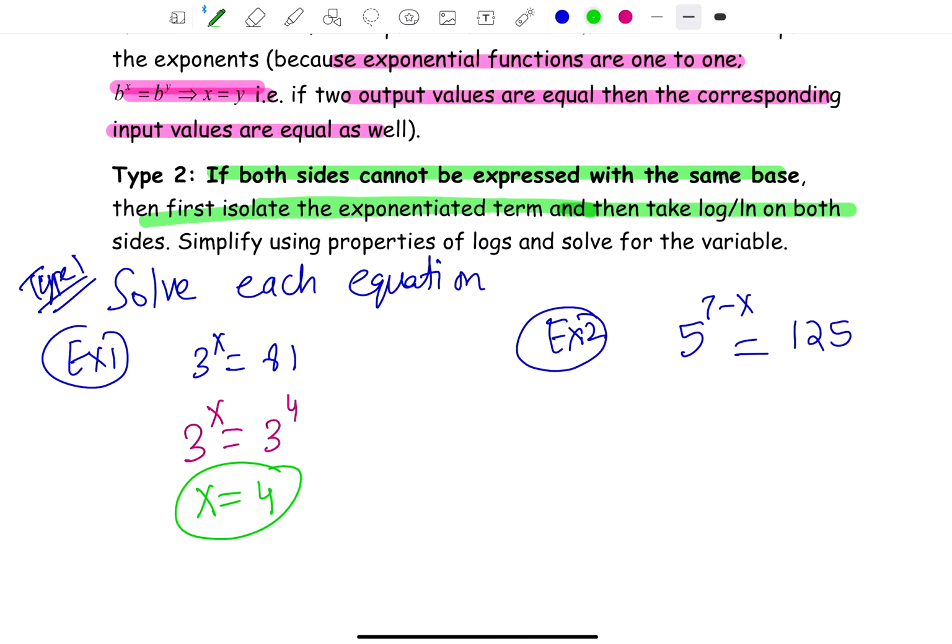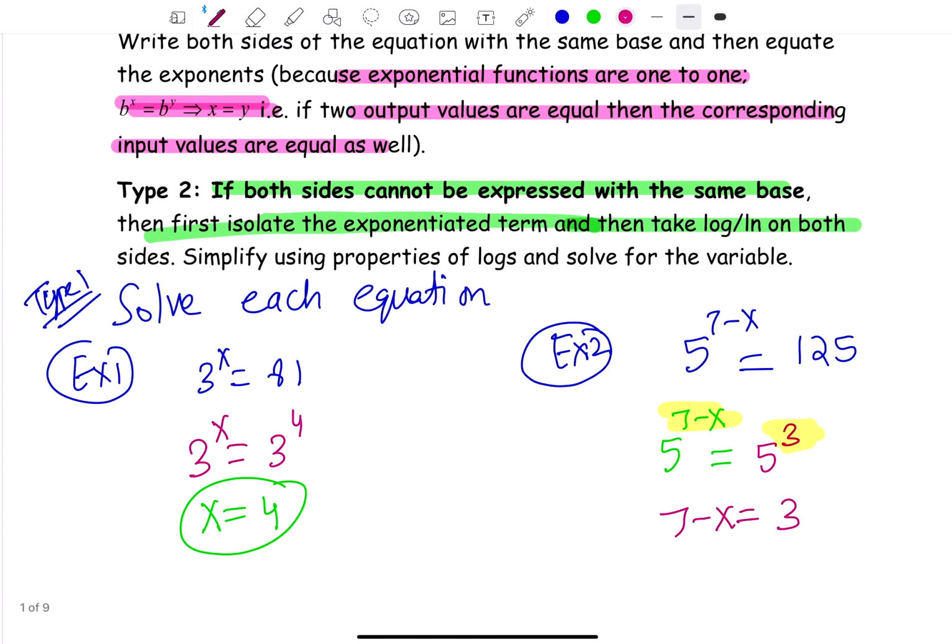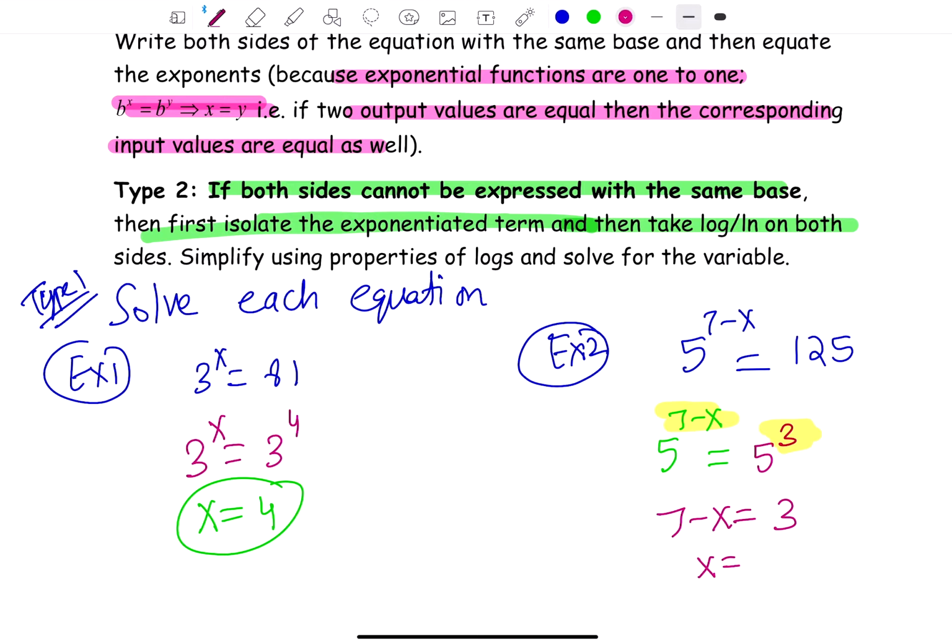Next example, 5 to the power 7 minus x equals 125. 125 can be written as 5 to the 3rd power. So if two output values are equal, the corresponding input values also have to be equal. So x has to equal 7 minus 3, which is 4.